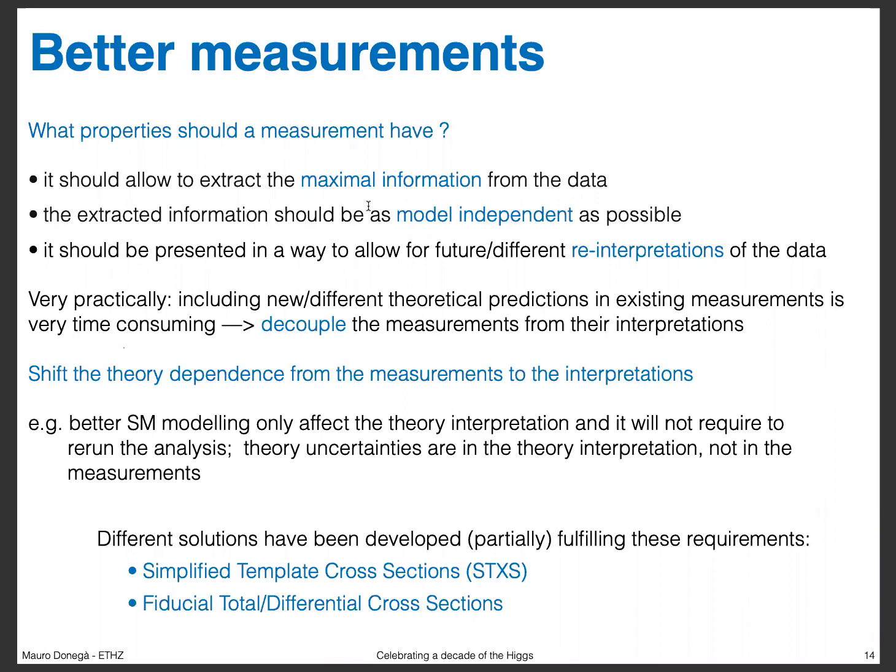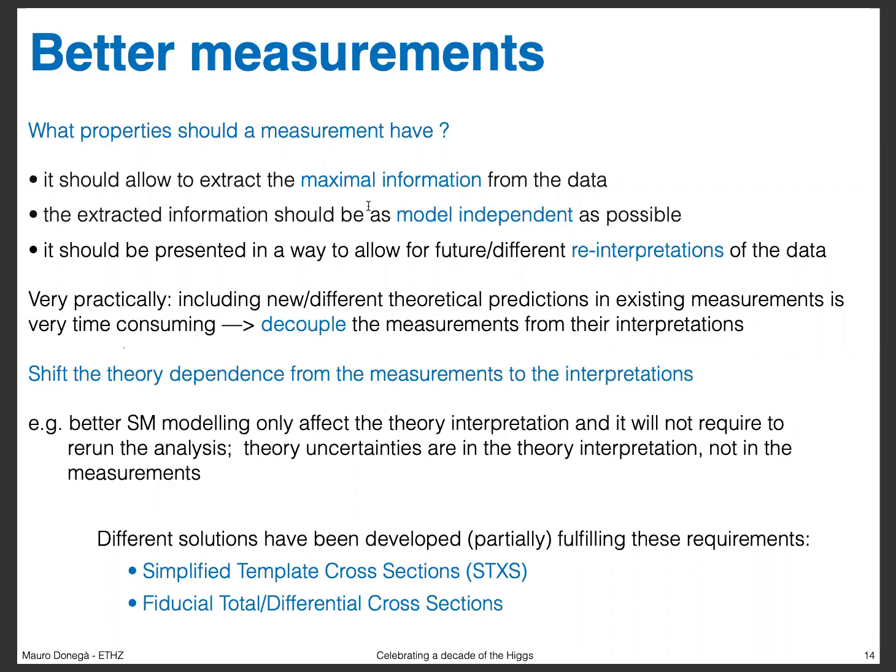So essentially what we want to have is to shift the theory dependence from the measurements itself to the interpretation. So make a measurement which is essentially model independent, and then the interpretation comes at a later stage and you can do whatever you want there. Typical thing is you have a better Standard Model modeling, the N3LO, fourth and fifth LO description of your process, that should only affect interpretation. You don't have to rerun the analysis for that.